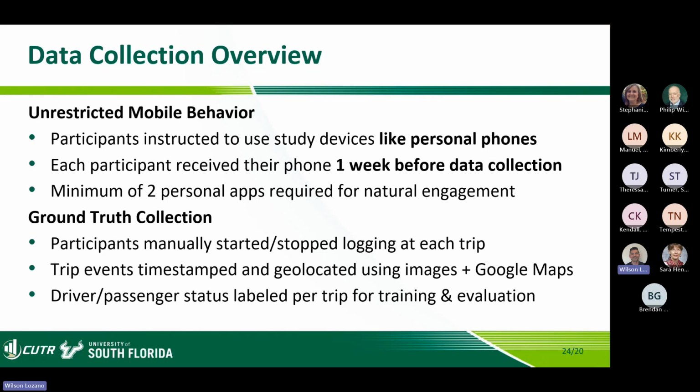The trip events were timestamped and geolocated using Google Maps. And driver or passenger status was labeled per trip for training and evaluation. So every participant labeled their own data. When they were driving, they labeled their data as driver, and when they were passengers, they labeled their data as passenger.